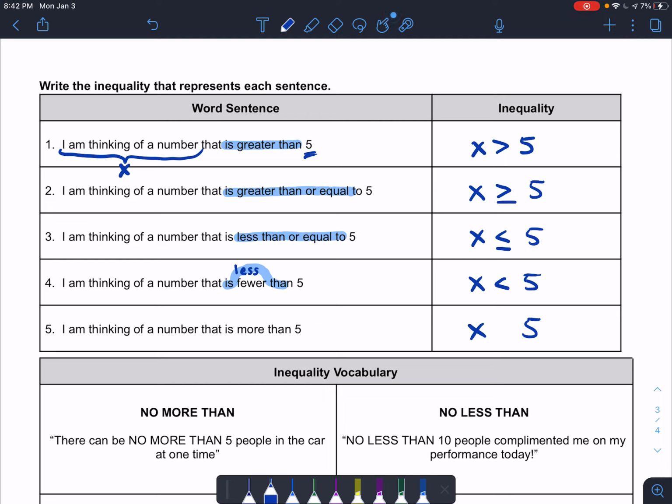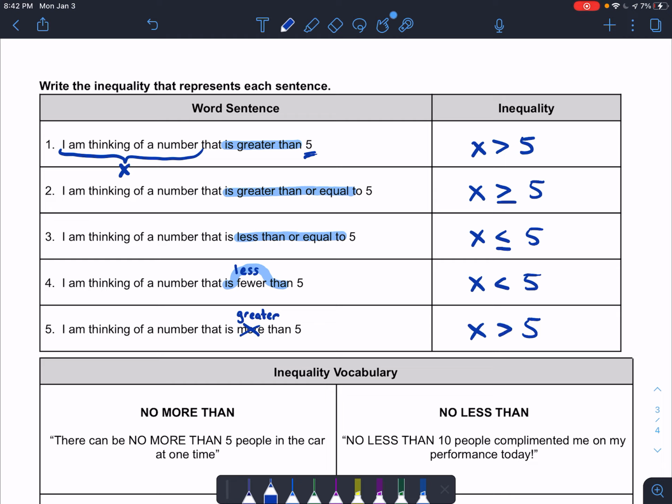Okay, kind of the same with the next one. I'm not going to think about the word "more." I'm going to think of "greater." Okay, so if a number is greater than 5, well, then it must be, well, I just said it, greater than, and I must use my greater than inequality symbol.